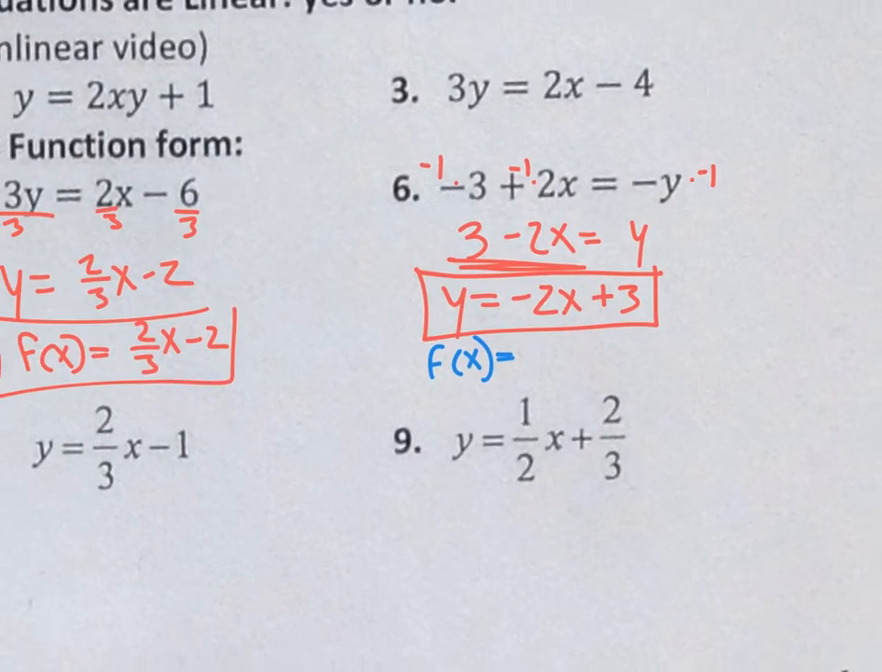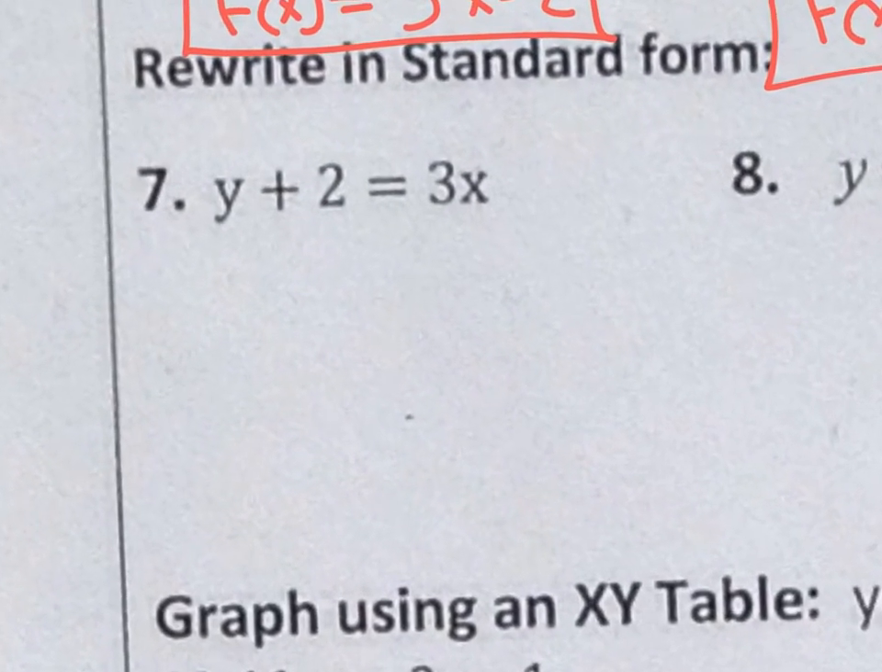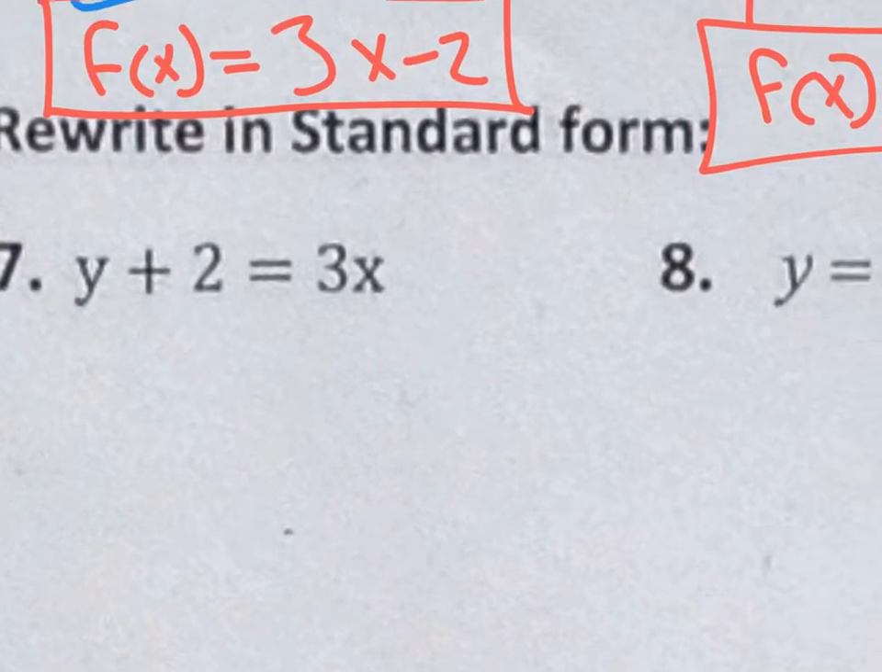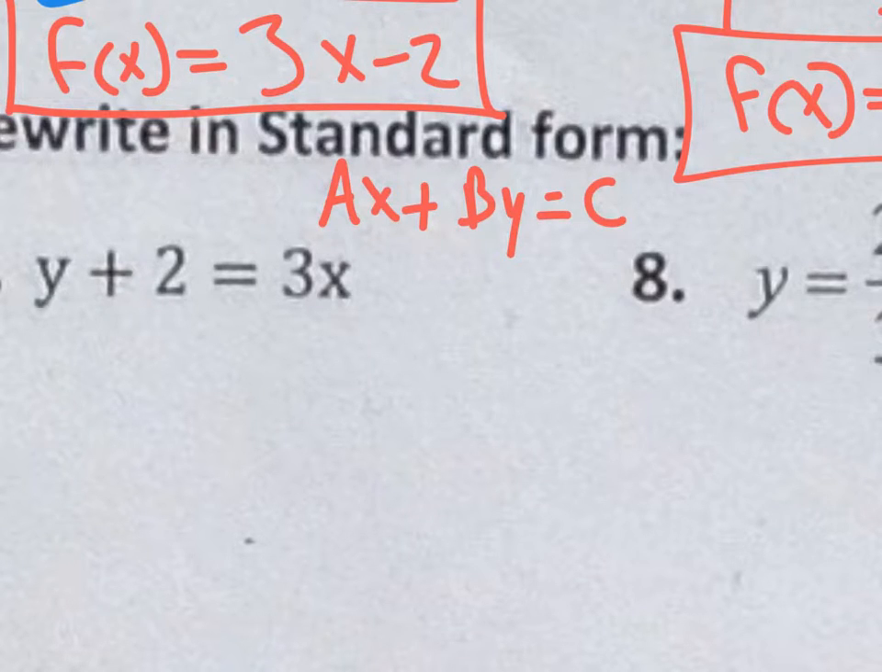Moving on to number 7. Rewrite in standard form. Now, standard form, in case you forgot, standard form is ax squared plus, oh, I'm sorry, my bad. Thinking algebra 2 here. Standard form is ax plus by equals c. That x squared business was when we deal with quadratics in algebra 2. But right now, that's our standard form, ax plus by equals c.